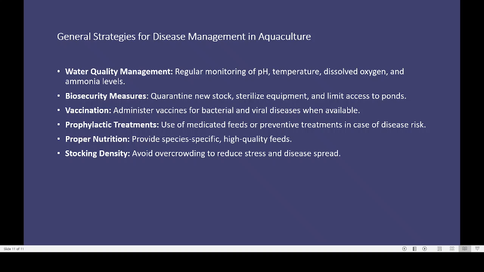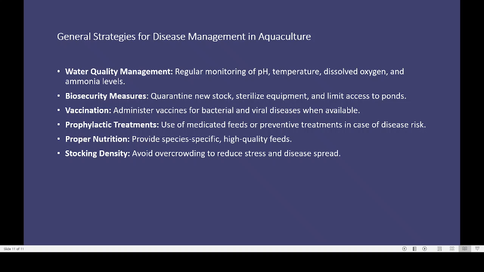Then finally we have some general strategies that we can adopt for disease management in aquaculture. The most important thing is maintaining water quality: regularly monitoring the pH, temperature, dissolved oxygen and ammonia level of the water. That will ensure that the water is of good quality and there is a healthy ecosystem for the fish to survive. Then biosecurity measures: quarantine new stock, sterilize equipment and limit access.